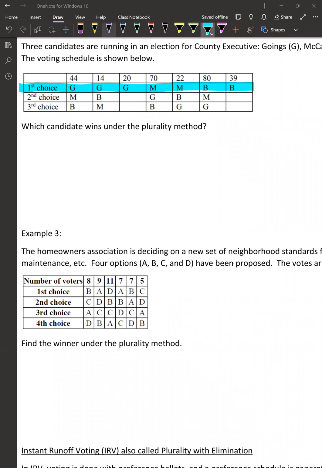Okay, so we see that, I'm just going to put G, that's Goings. We can see that he was first choice in 44 ballots and 14 ballots and 20 ballots. So we would just add those up, right? 44 plus 14 plus 20. I'm going to write that down.